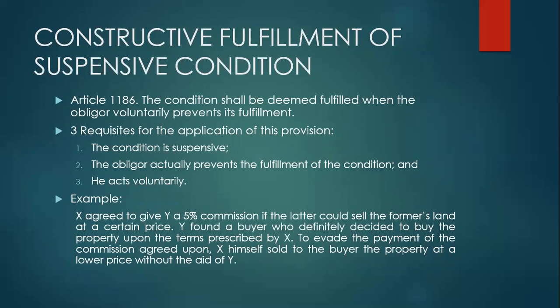Earlier we said that a suspensive condition refers to an event, the happening of which will give rise to the obligation. Meaning to say, if the condition will be fulfilled, the obligation will become effective. Second requisite, the obligor actually prevents the fulfillment of the condition. Meaning to say, he stops the fulfillment of the condition. And the third requisite, he acts voluntarily.